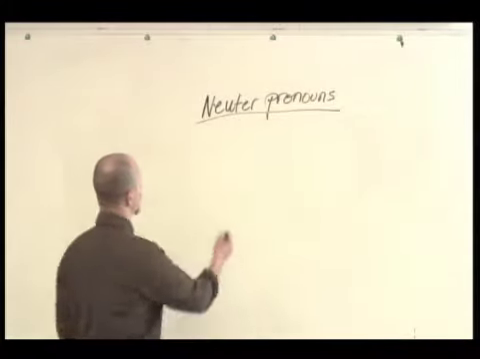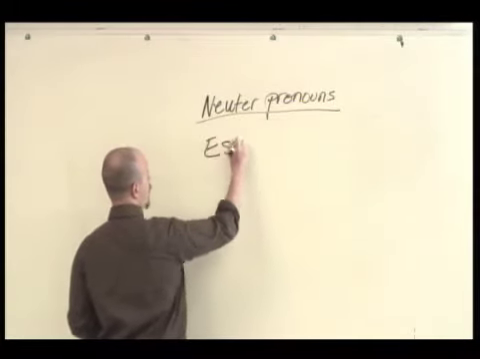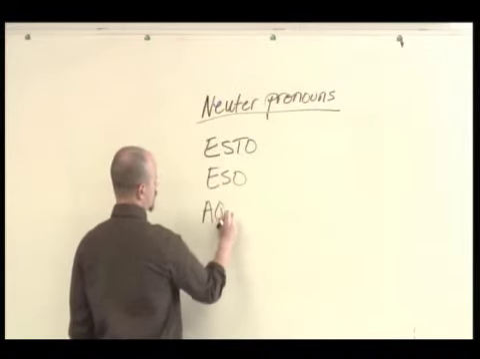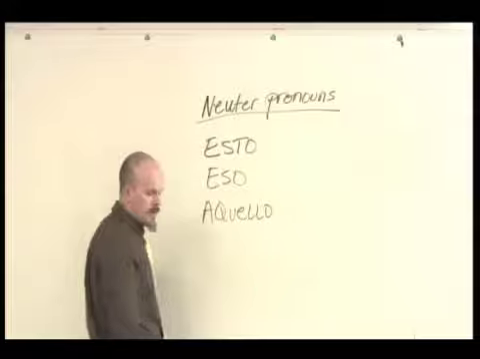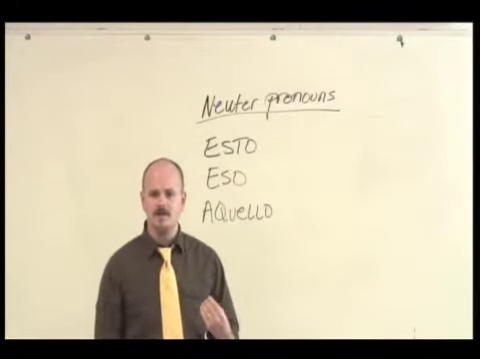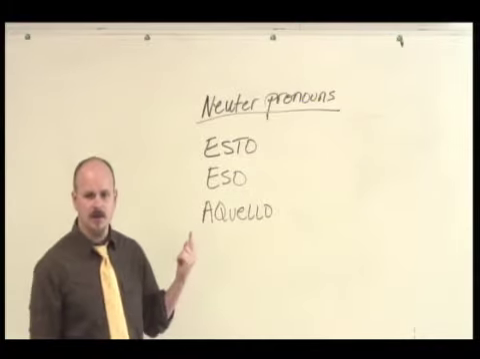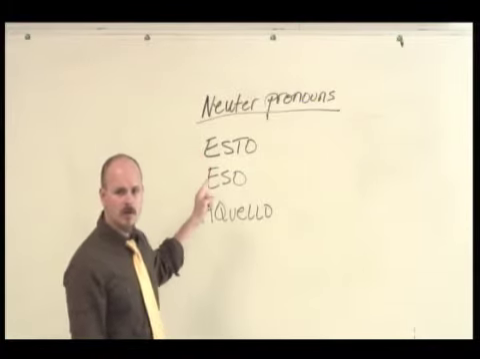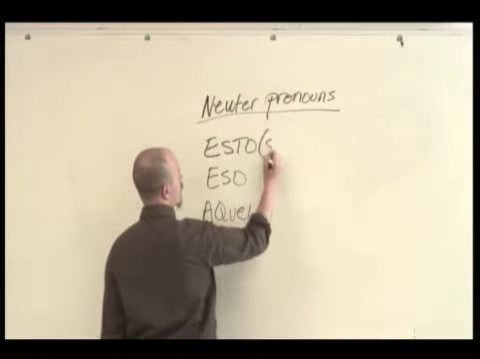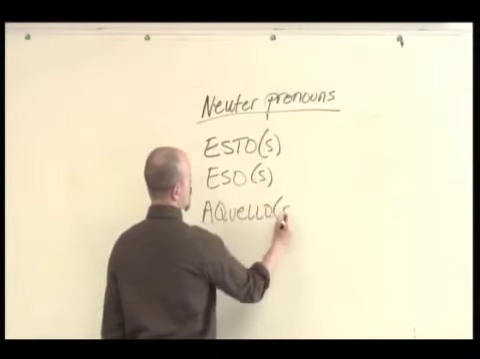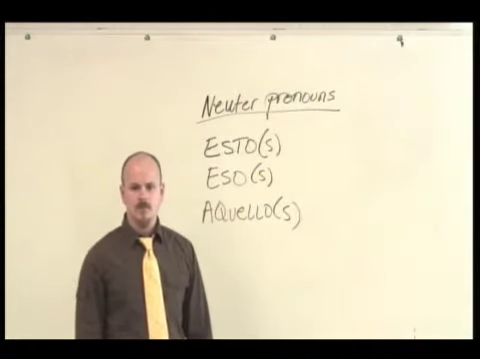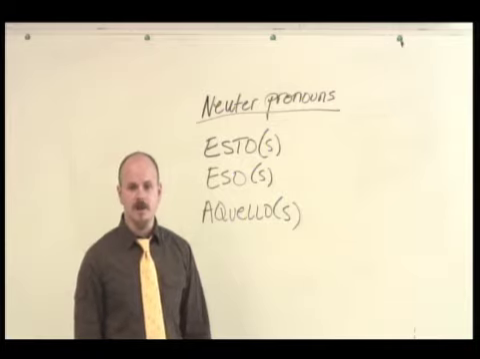We have three of them. We have esto, eso, and aquello. Notice that even though they're demonstrative pronouns, they don't have accent marks on them. Okay, so esto, eso, aquello. The plural, simply estos, esos, and aquellos. Okay? That's it for demonstratives.